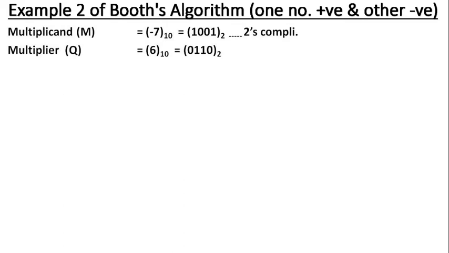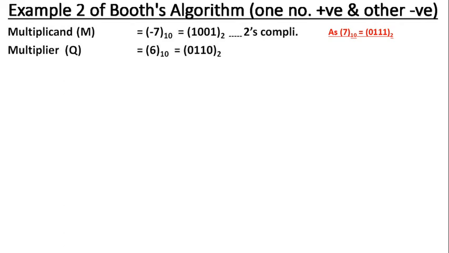So minus 7 in 2's complement will be 1001. Then multiplier Q is equal to 6 decimal, which is positive, that is 0110. Now next, how this particular multiplicand M, negative multiplicand minus 7 is 1001, that is explained on the right side in a scratchpad area.